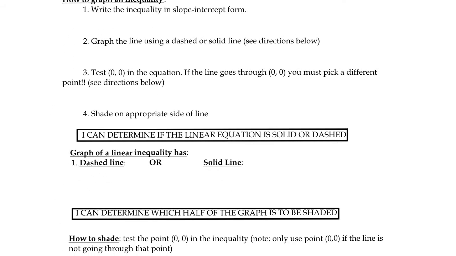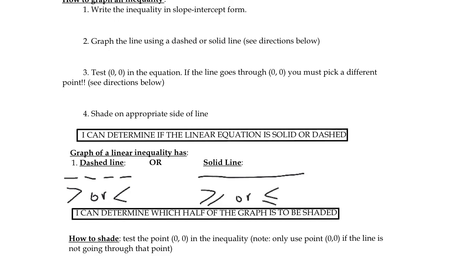So let's review a little bit. A dashed line, or sometimes I call this a dotted line, we use it when, so a dashed line would be like that, we use it if it's greater than or less than. Do you remember the open circle for less than or greater than? And a solid line we use for greater than or equal to, or less than or equal to. If you recall from our previous section, we used a solid circle when we were graphing inequalities on a number line.